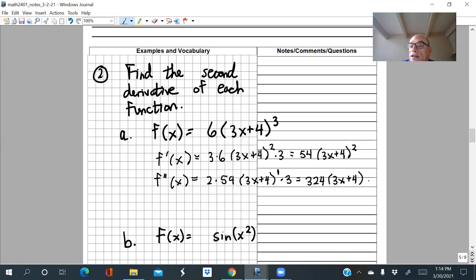So there is the second derivative. We get a big coefficient here of 324, but the second derivative is still not as complicated as the original function. So this is a case where when you take derivatives, you get an easier function, not a harder function than the original one. Okay, well, we're out of time. So I've still got a couple of examples using the chain rule. Again, it's just finding second derivatives, but the chain rule is going to be involved.